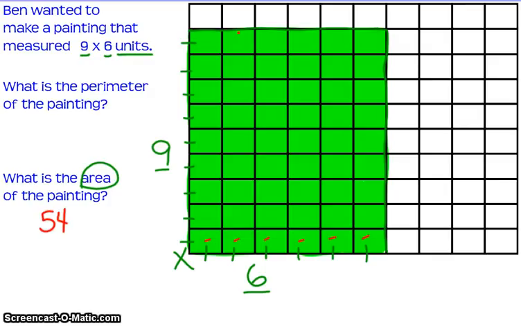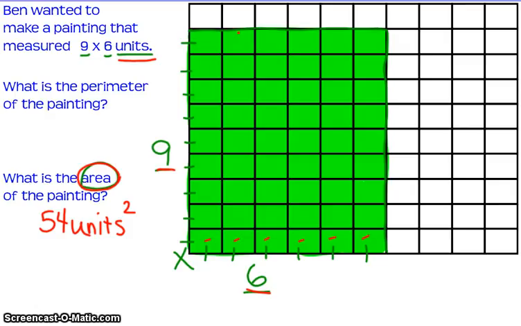Now, 54 by itself would be incorrect. Units, and we have to also say that they are units squared. Now, how did I know to put the 2? Because the problem asked me to find the area. This is a two-dimensional figure. 6 times 9, 2 dimensions. So we put a square at the end of the answer.